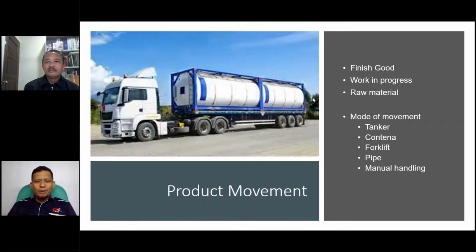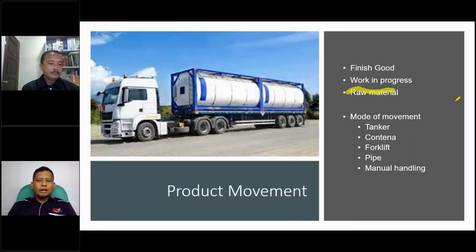Okay, so what is the product movement in the chemical plant? First of all is, of course, the movement of the raw material. This raw material can be in liquid form, some of it in powder form, and some of it in gaseous form. The packaging can be in drums, and some of it maybe in carton box packaging, and so on.